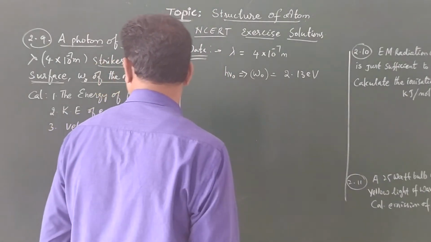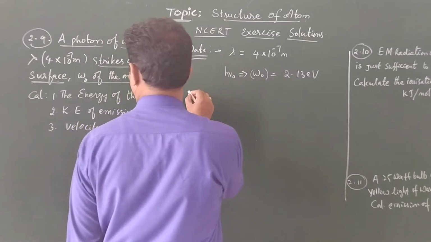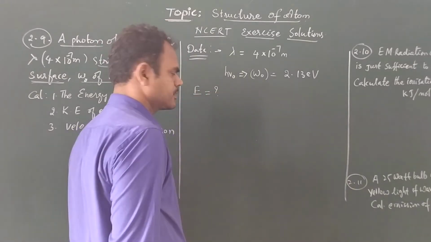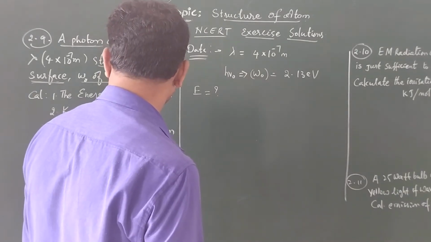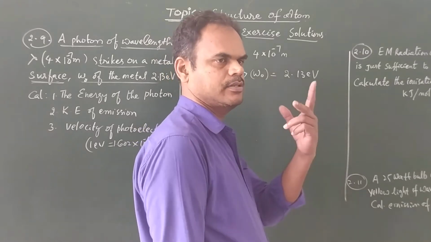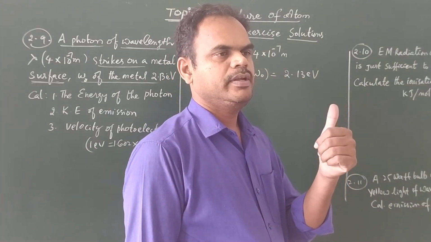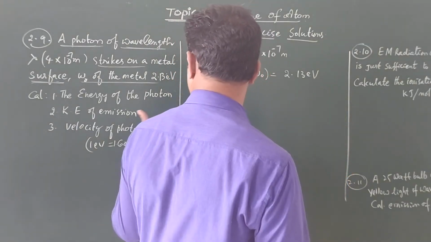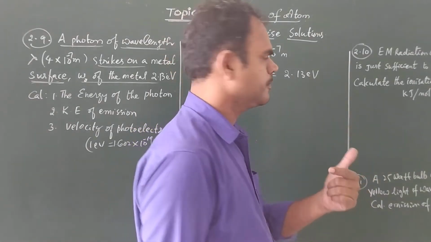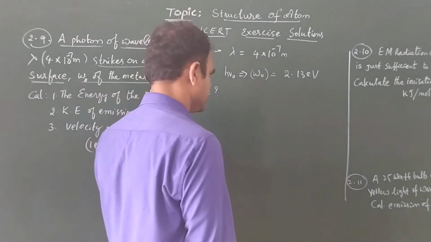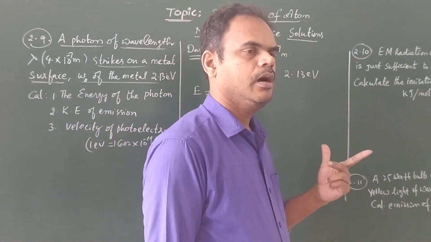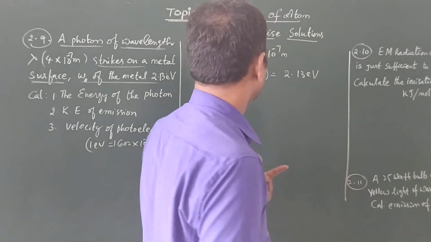What is the question asking? Number one, the energy of the photon. Number two, the kinetic energy of emission of the electron. And number three, the velocity of the ejected electron. Three questions from this photoelectric concept.